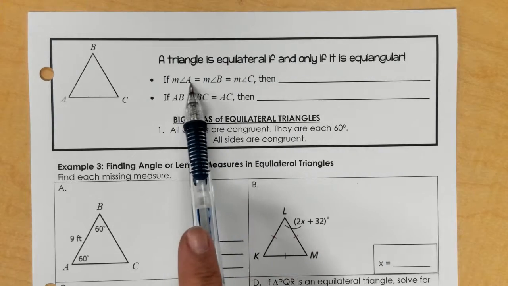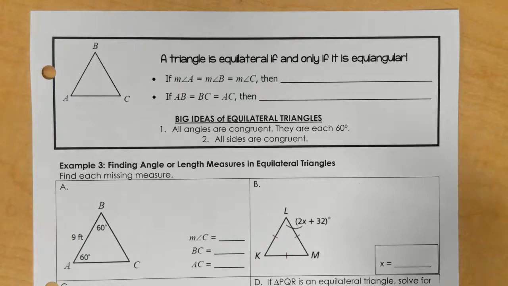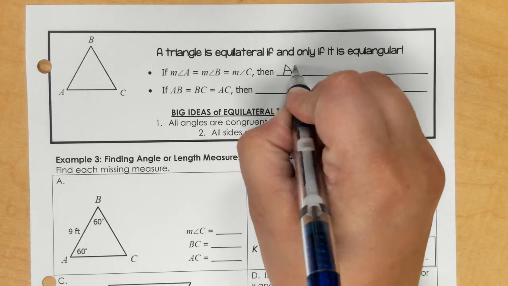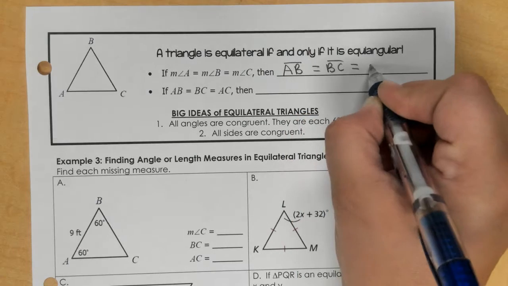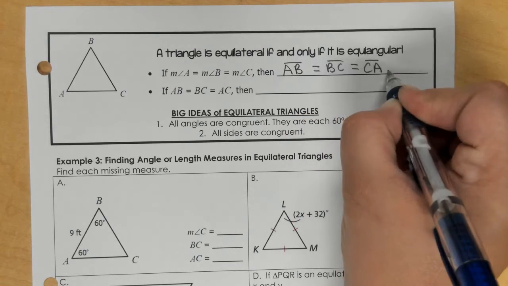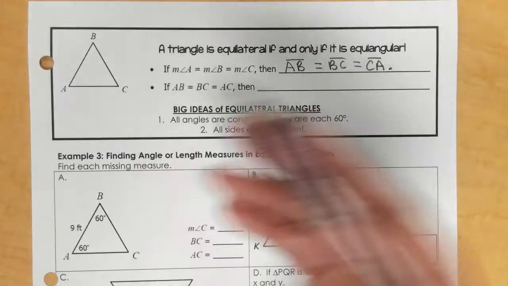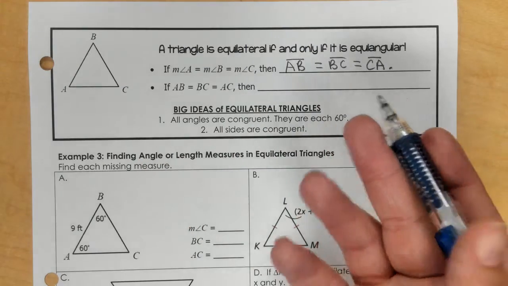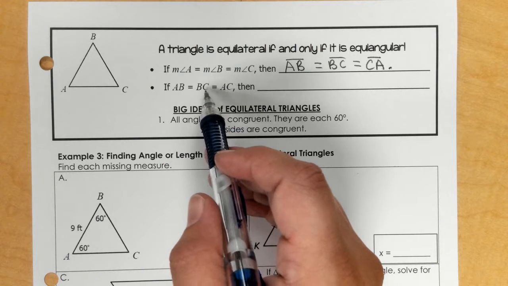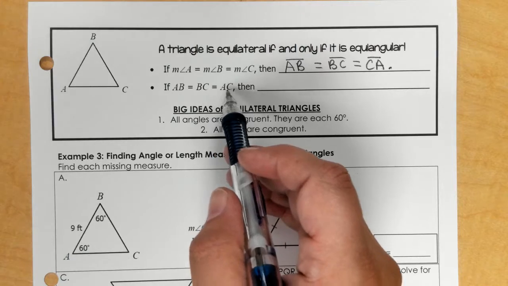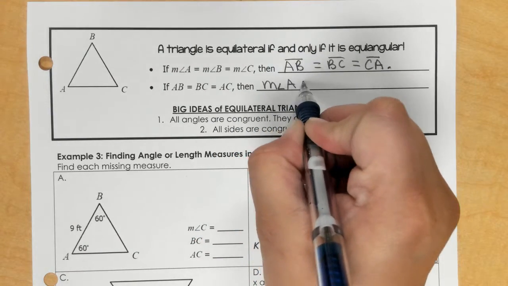So if angle A equals angle B and that equals angle C, then our side lengths AB equals BC equals CA, or you could say AC. Okay? Reversing that, basically the converse of that, says if you have segment AB is congruent to segment BC is equal to AC, then all of your angles are equal to each other.